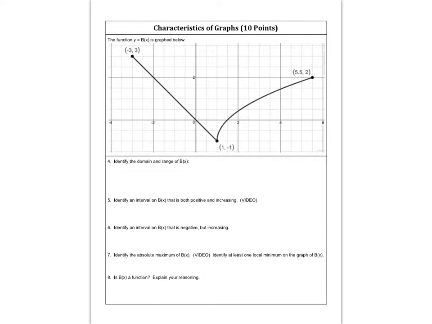Next up, we've got some characteristics of graphs. I'm not going to do the domain and range for you this time, but I will talk about something that's both positive and increasing. Positive means above the x-axis, and increasing means that we're going up and to the right. The only place that I see that fits both of those characteristics, something that's both above the x-axis and increasing, is this guy right here.